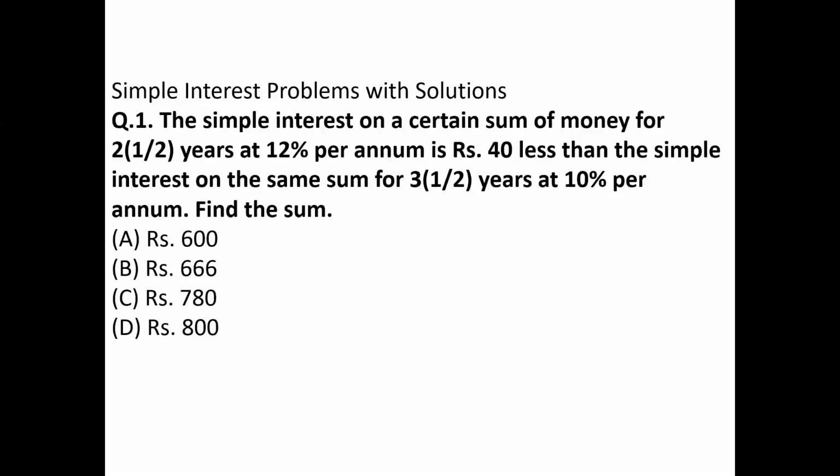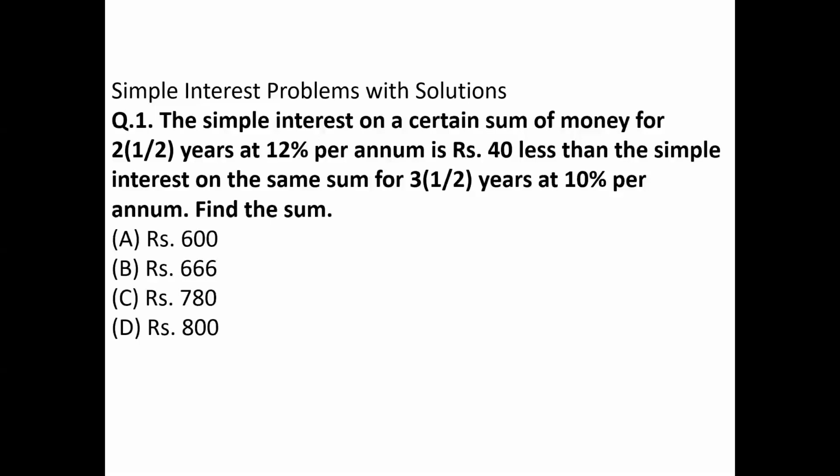The simple interest on a certain sum of money for 2 and 1 by 2 years at 12% per annum is rupees 40 less than the simple interest on the same sum for 3 and 1 by 2 years at 10% per annum. Find the sum. Though I have explained all these answers, you need to do all these problems by yourself, and you need to understand the questions.